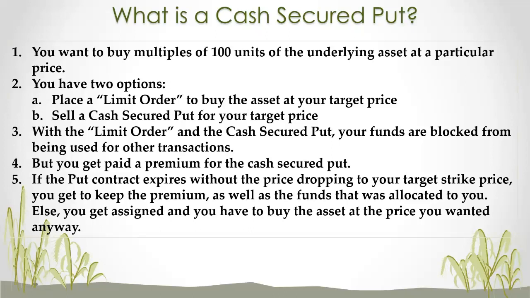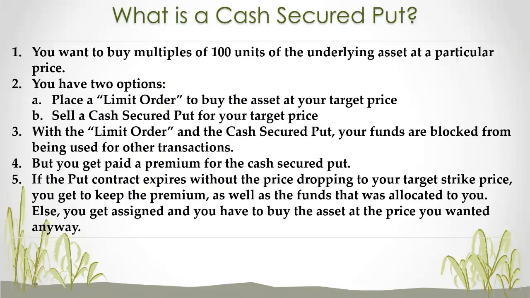And the difference between a cash secured put and a limit order is that with the cash secured put, you get paid a premium for taking that chance. In both instances, your funds will be blocked for when the price hits your target so that there's available funds to buy the underlying asset at your target price. The only other difference also is that with a limit order, you're not tied to buying multiples of 100 units.